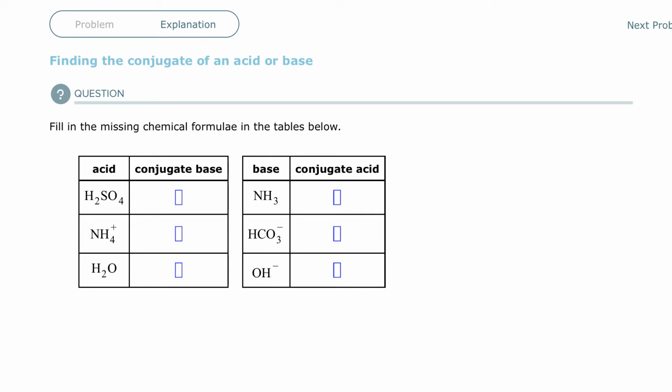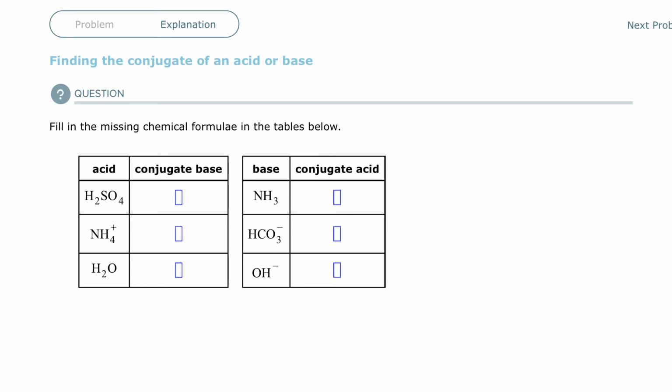When that molecule donates the proton, whatever is left over after it donates is the conjugate base to that acid, or it's just its conjugate. Okay? It's the conjugate base of that acid.